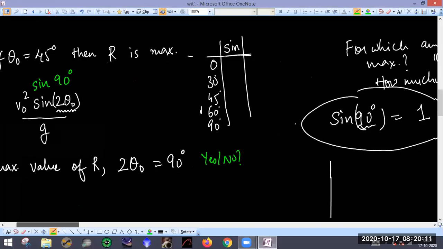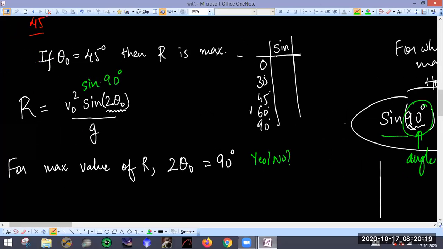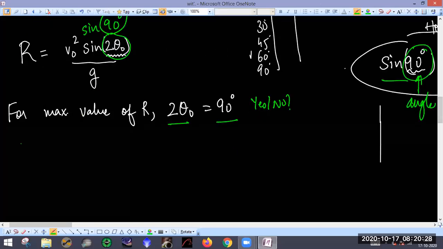Okay, so to get the maximum value of sine, the angle should be 90 degrees. Compare that with this: here it is 90 and here it is 2 theta. So 2 theta is equal to 90 to get the maximum value. If you do that, therefore, the next step, theta 0 equals 45 degrees. Proven. Done. So if you throw something at 45 degrees, it's going to have the maximum range.